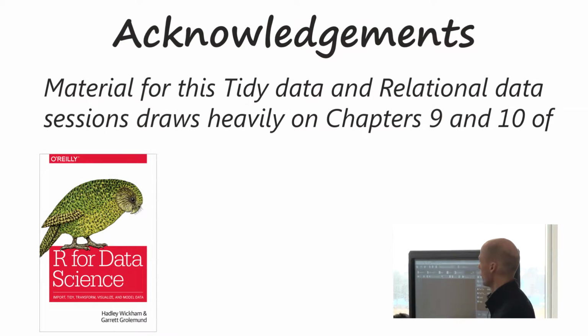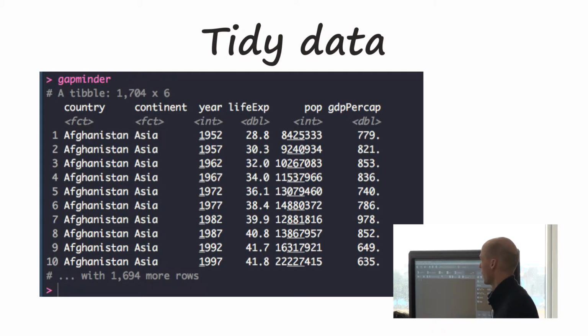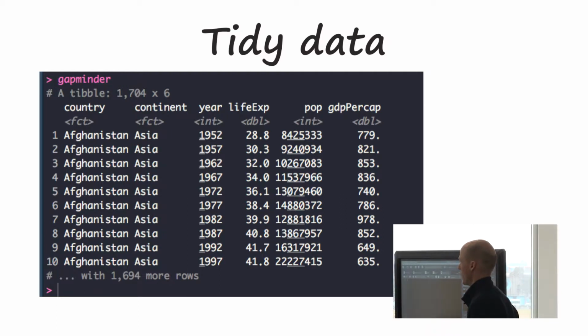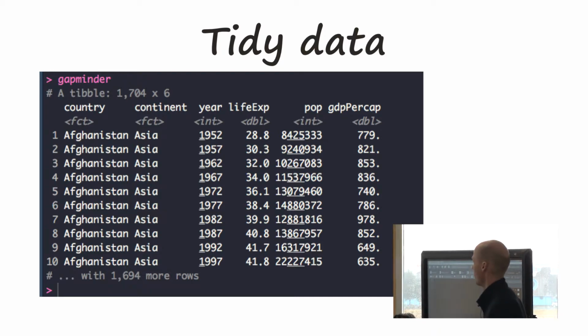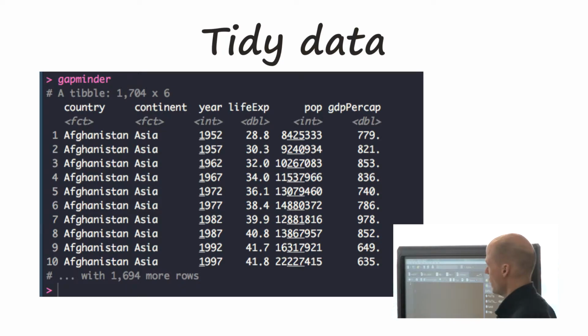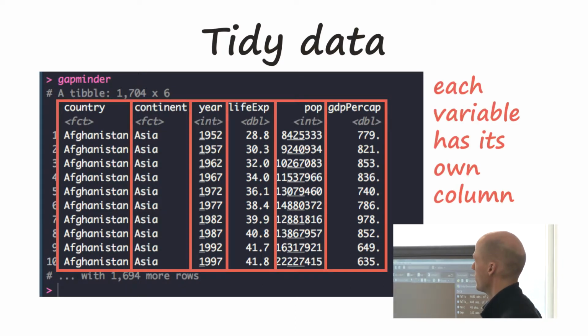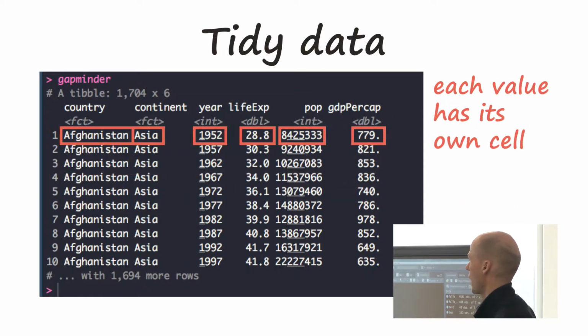So yeah, I've drawn on R for Data Science again for much of these next couple of sessions. Tidy data is perhaps quite intuitive. We'd never really think about how data is arranged, and perhaps that's a good thing in life as a whole, but in R, it's useful to think about it some more. With tidy data, each variable should have its own column, each observation should have its own row, and each value should have its own cell.